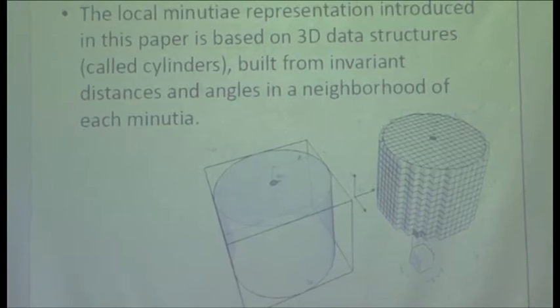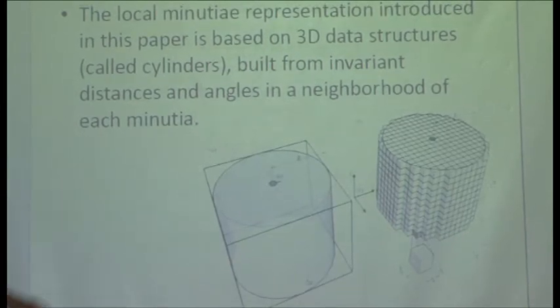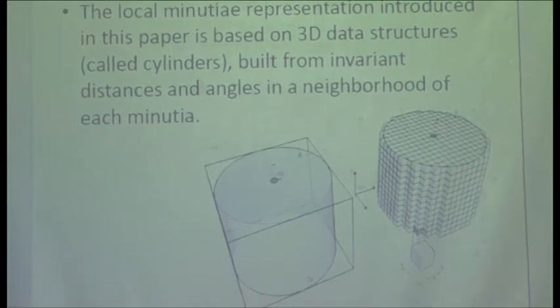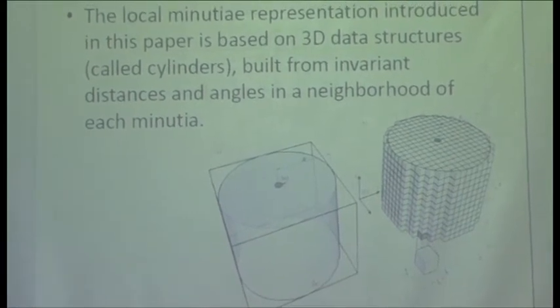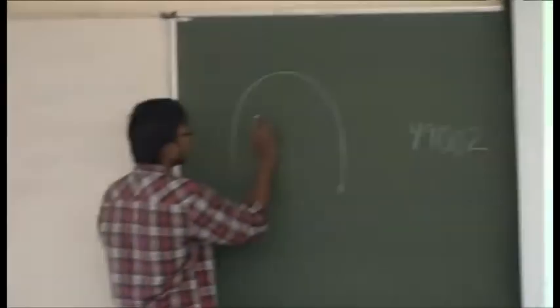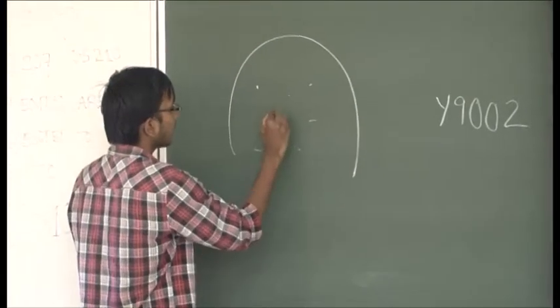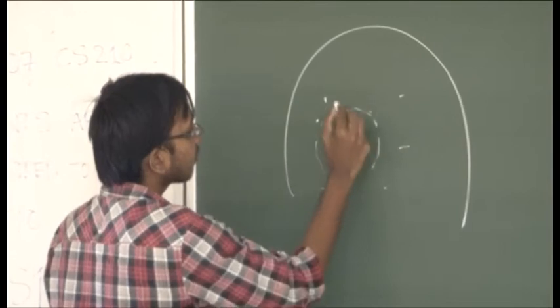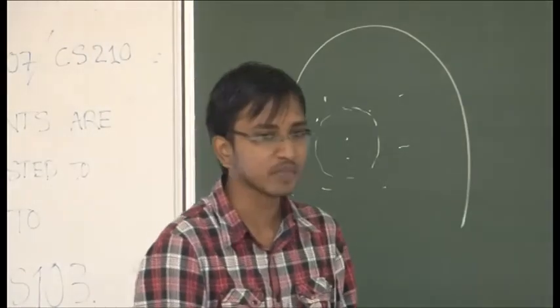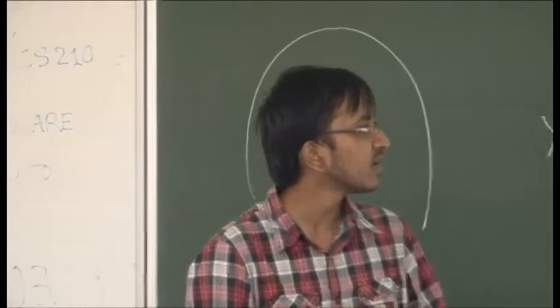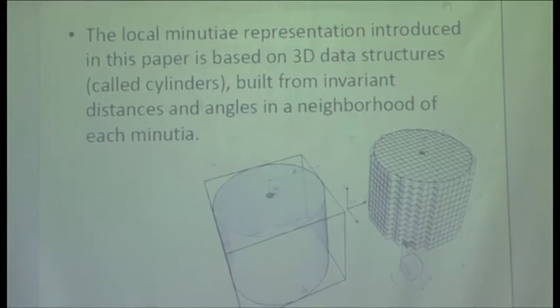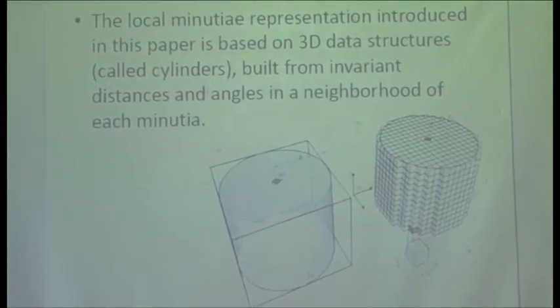Here the local minutia points will be represented as cylinders. For every minutia point, we will construct a cylinder of some fixed radius R. This is the fingerprint and these are some minutiae points. We will take a fixed minutia point and draw a circle of radius R. We will select all the minutiae points lying inside the circle and construct the cylinder, and the values inside each cell of the cylinder will be some functions of distance.